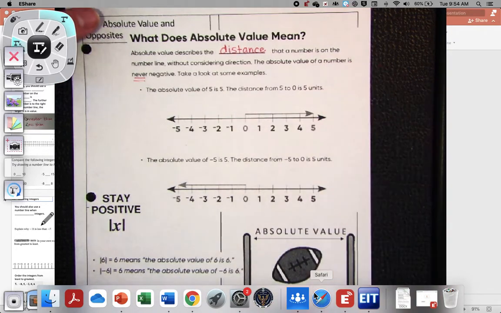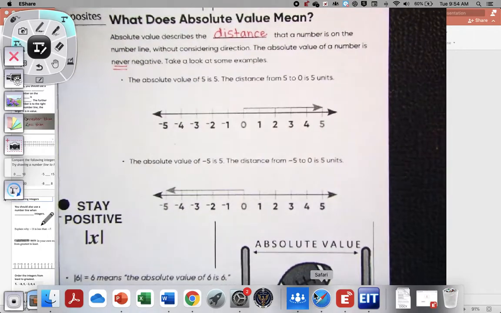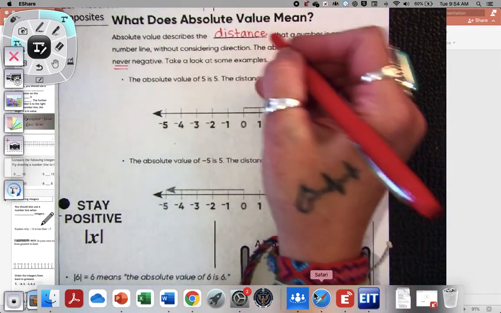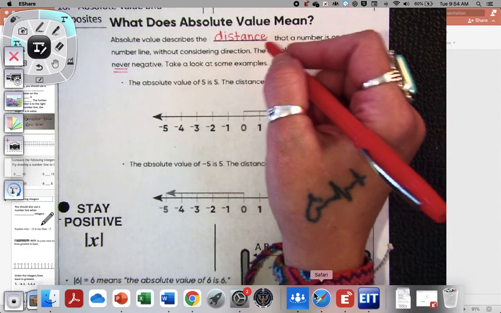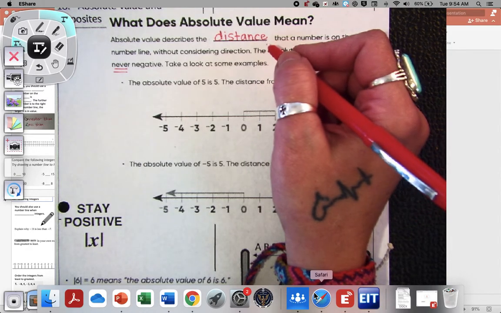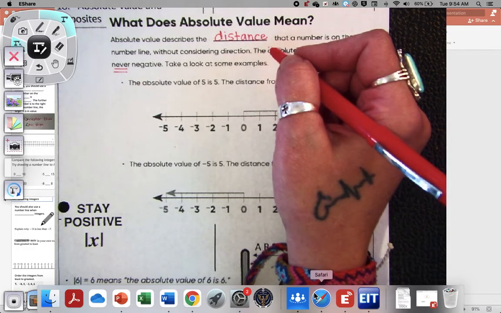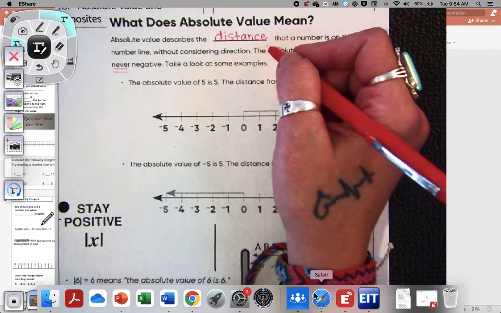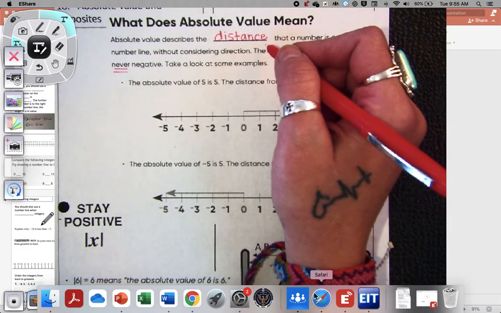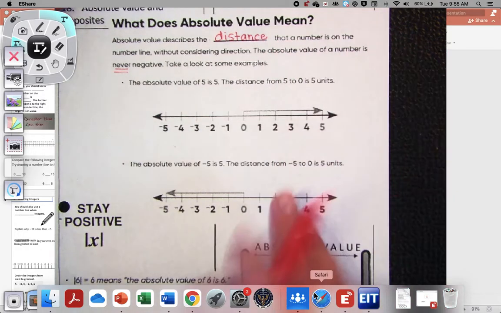Okay, it's not negative because we are talking about distance and we couldn't describe distance as being negative. For example, if you asked someone how far they live from Jackson, they could not tell you a number that's negative. They couldn't say they lived negative 20 miles from there. So the absolute value is always positive.